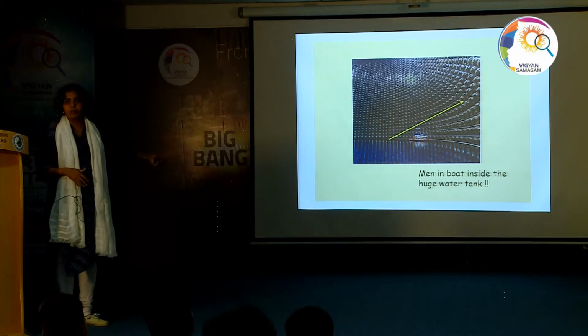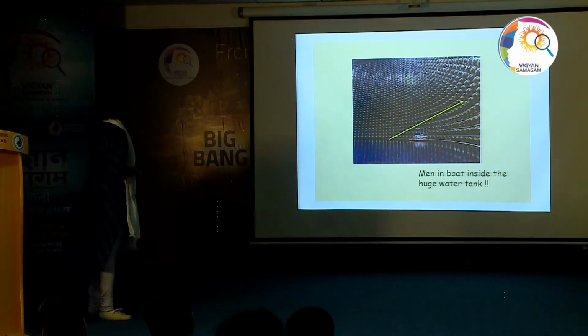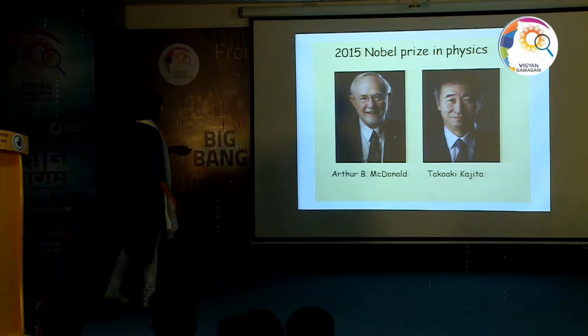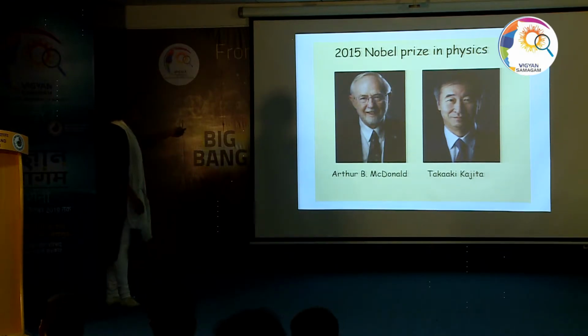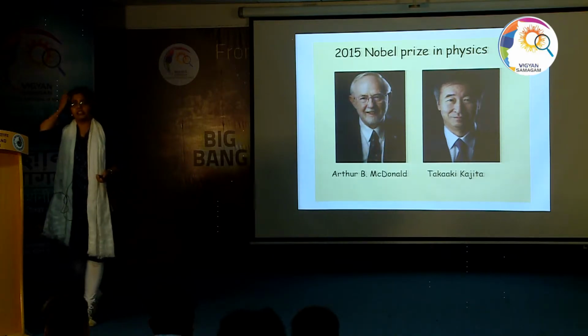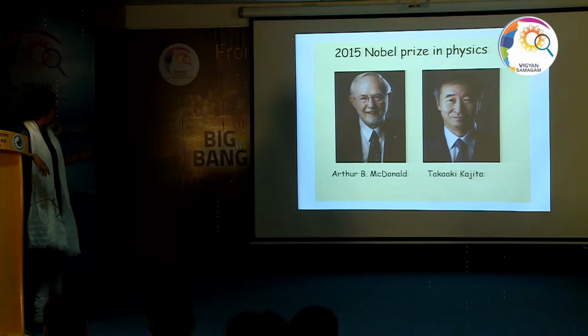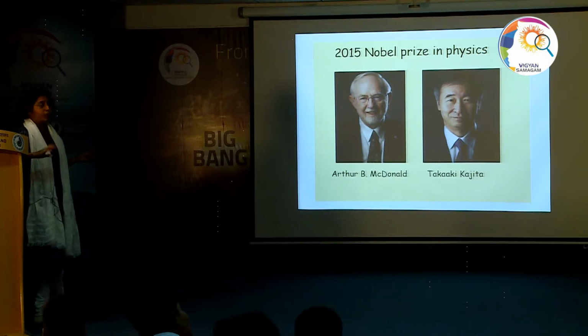In fact, you will see this probably happening in Bombay, Pune right now, because there are so many floods coming in there. And these people, MacDonald and Kajita, got a Nobel Prize in 2015. In fact, if you see the exhibition upstairs, you will see more details on all the Nobel Prizes in the neutrino related work and so on. So they said the neutrinos oscillate.